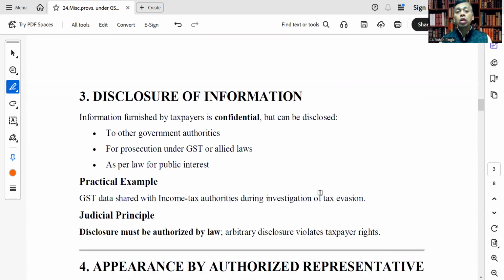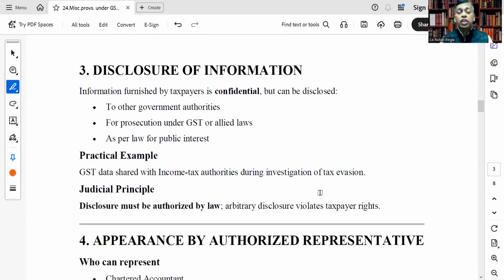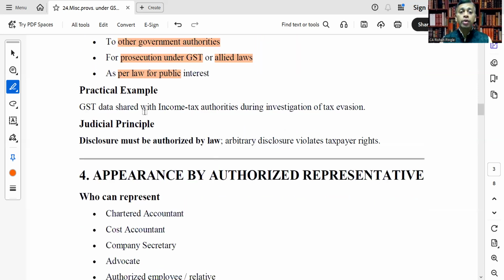Next, disclosure of information. Information furnished by the taxpayer is confidential but can be disclosed to other government authorities for prosecution under GST or allied laws, as per law, for public interest. Means information of the taxpayer is confidential, but it can be disclosed to other government authorities for prosecution under GST or allied laws as per law for public interest. Practical example: GST data shared with income tax authorities during the investigation of tax evasion. We are also taking practical examples to get a better understanding of the provisions.